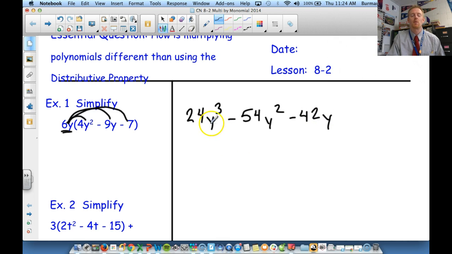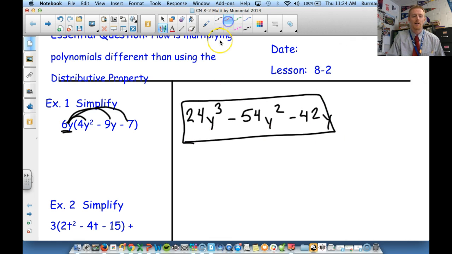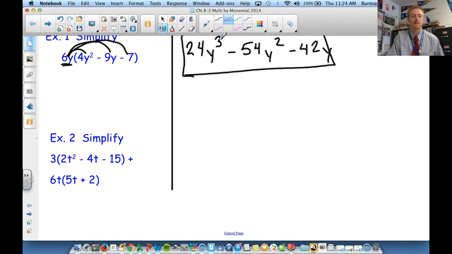Now we have them in order with our greatest exponent to our least exponent. And that's the specific order that we want to have when we're looking at a standard form of our polynomials. So there is no like terms that we can combine, so this answer is just done. We are simplified. Alright, let's try the next one. Same idea, except for we have a little addition to do afterwards.